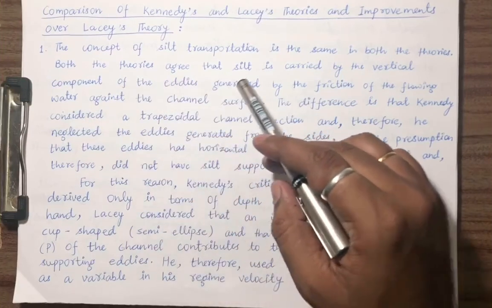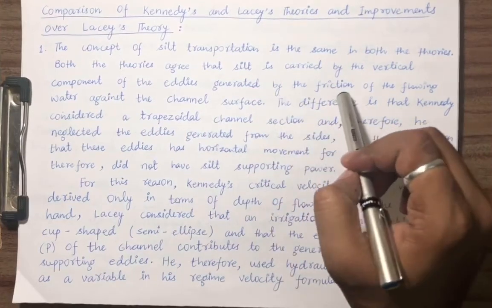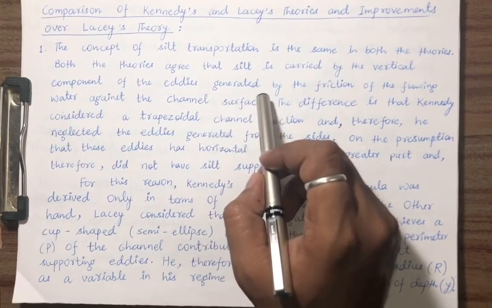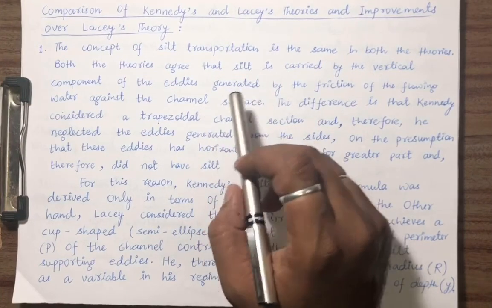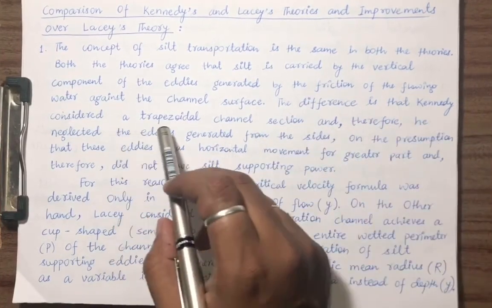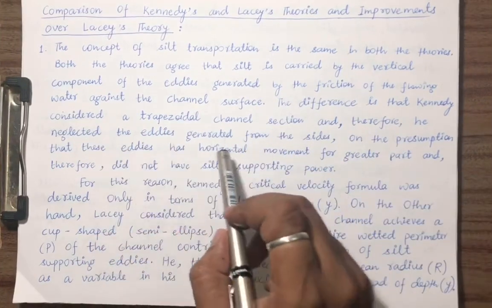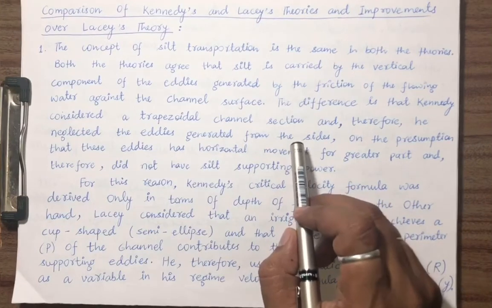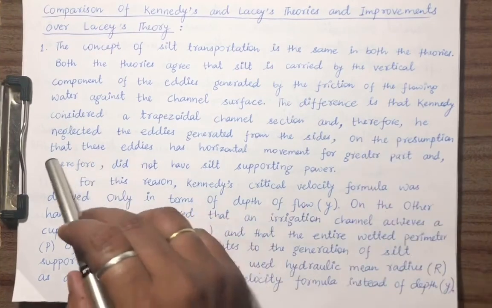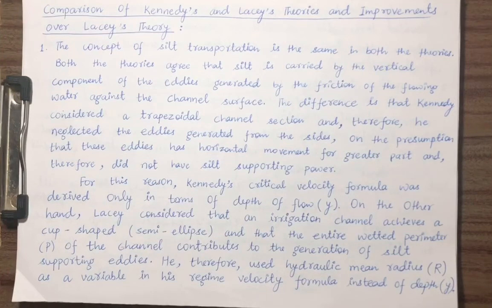Both the theories agree that silt is carried by the vertical component of the eddies generated by the friction of the flowing water against channel surface. So when water is flowing through a channel, it will be resisted by the friction. The difference is that Kennedy considered a trapezoidal channel section, and therefore he neglected the eddies generated from the side, which we have already discussed, on the presumption that these eddies have horizontal movement for greater part and therefore did not have silt supporting power.